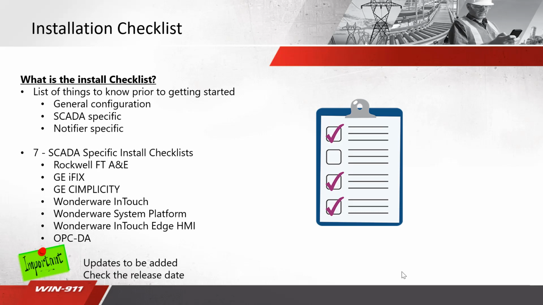An important item to note is that this document will be updated as time goes on. It's important to check the release date of the installation checklist. At the time of the release, in March of 2019, this document does not include any information about mobile. The mobile information will be added later in 2019 once our new mobile release comes out, Win 911 Mobile.